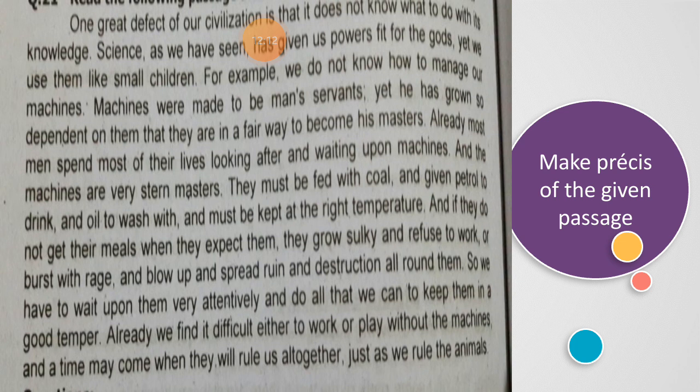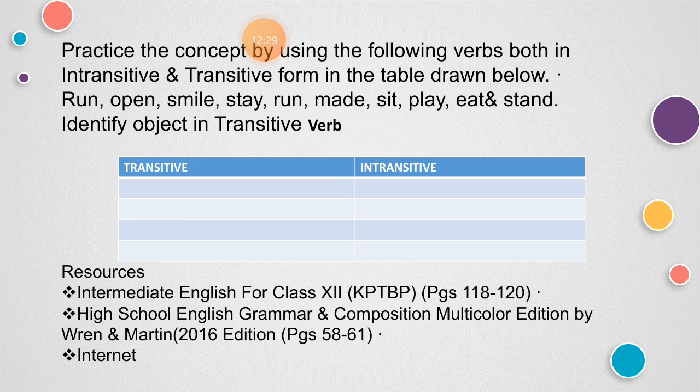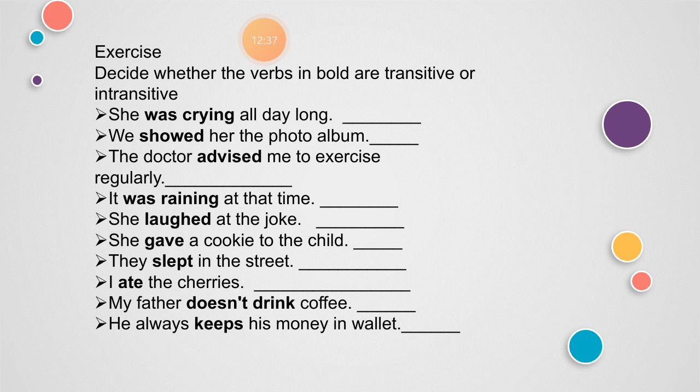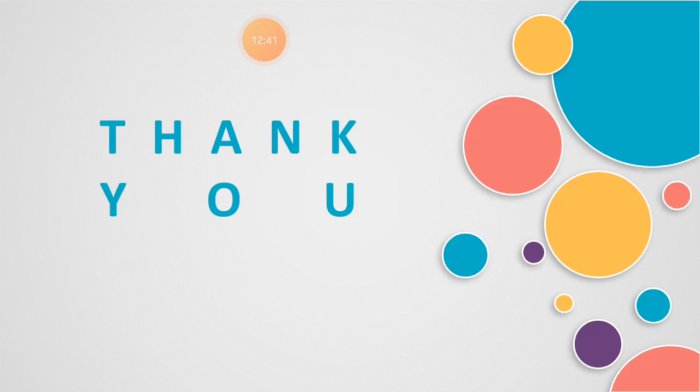Here is another passage for you. So you have to make the precis of this passage. First of all, read it again carefully, then find out the meanings, then reread it, and then make a precis. So written task again. There are some exercises from the transitive verbs, and they are given below. The sources are given, then exercises regarding your transitive and intransitive verbs are there. You have to solve all of them.